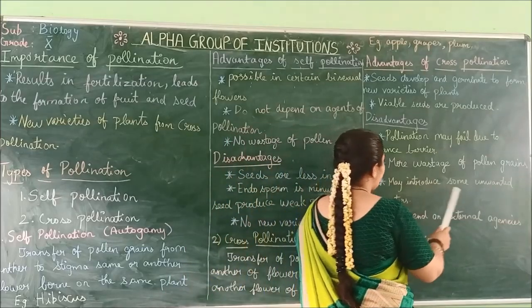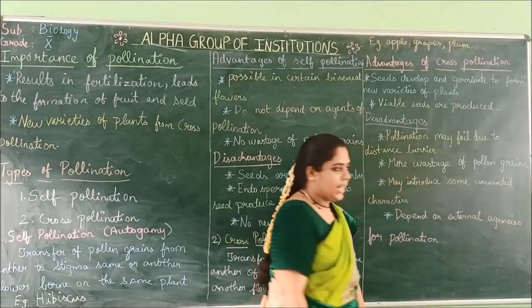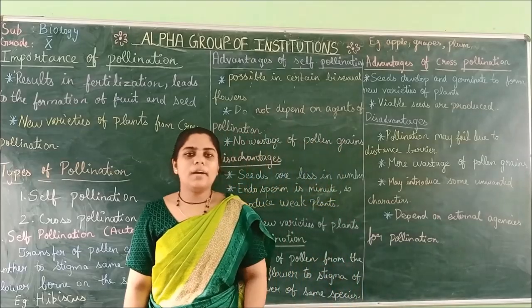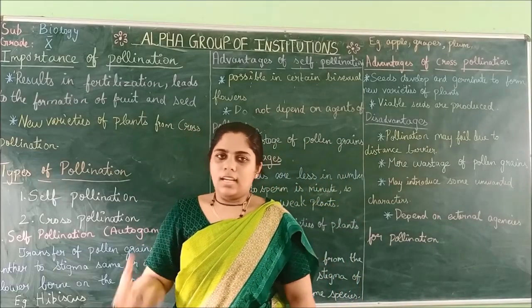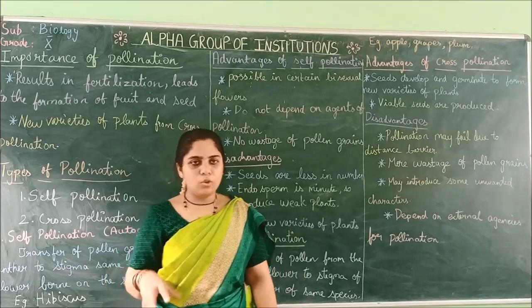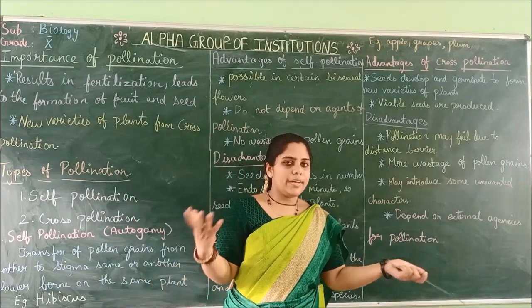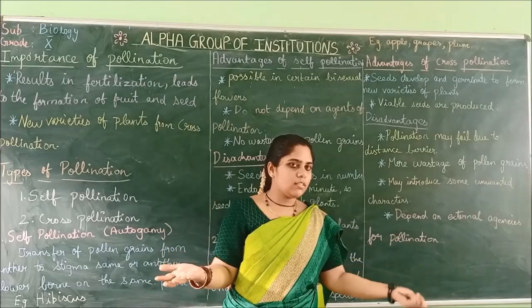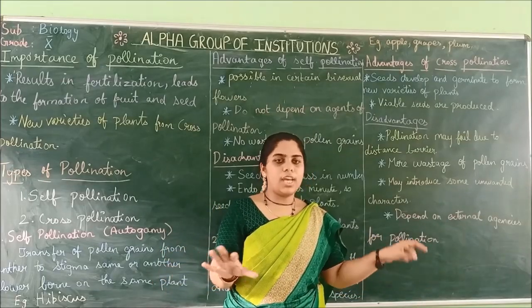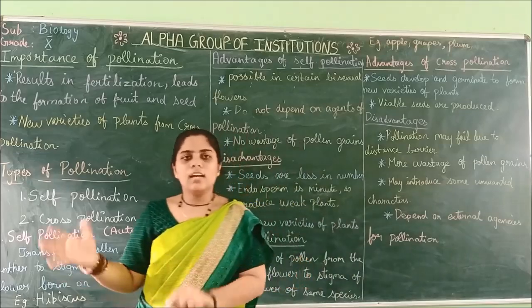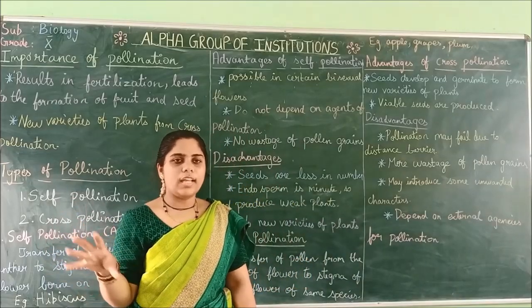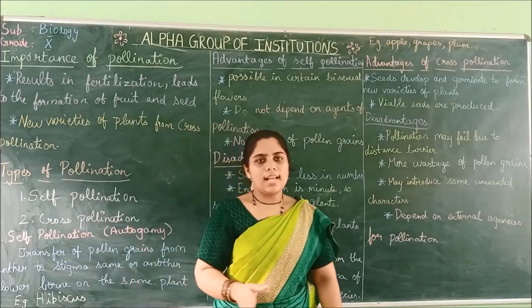Then it may introduce some unwanted characters. May introduce some unwanted characters means, for example, as I already said, if for a healthy plant a pollen grain comes from a not much healthier plant, some of the characters of the less healthy plant will be formed. So as I said before.